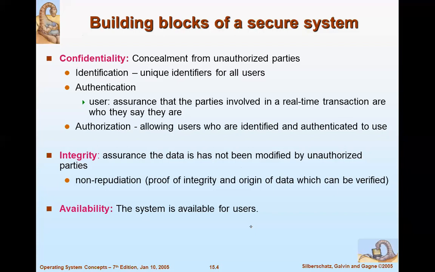So authentication is the user assurance that the parties involved in a real-time transaction are who they say they are. You have to confirm your claim through some password or some code. You have seen the new mechanism they are using, where they send a code to your personal cell phone number or your email address, and then you have to put in the code to verify the authentication.